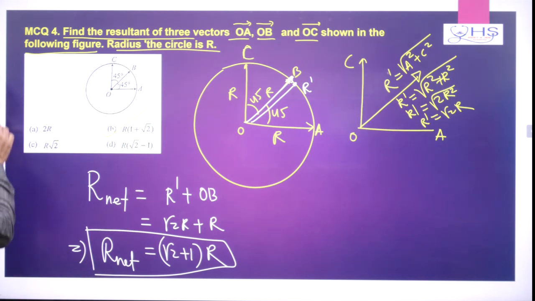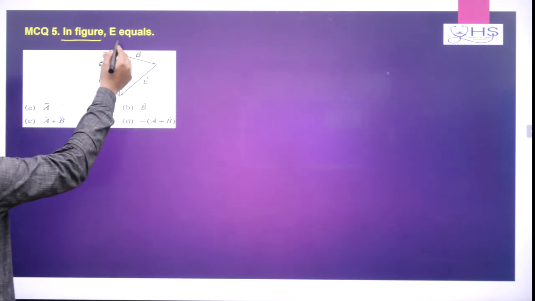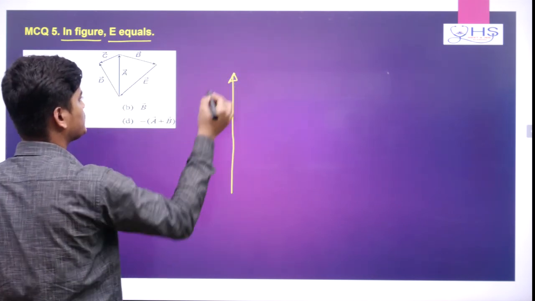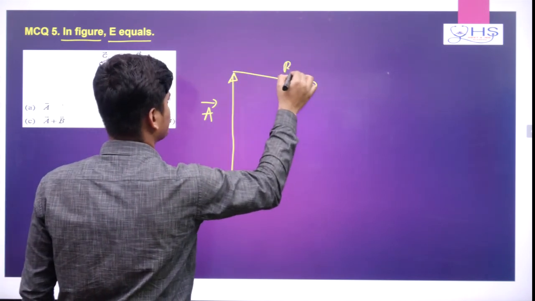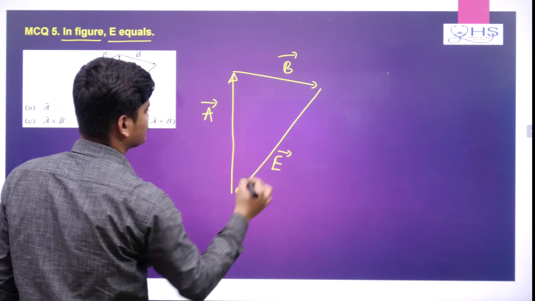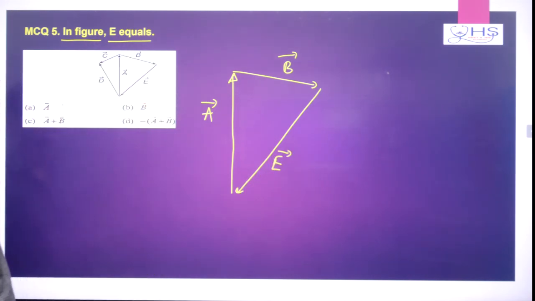Now we'll go to the next question. In the figure, E equals what? Here some figures are given. A figure is given like this, it is your A vector, and a figure like this, it is your B vector, and a figure like this, it is your E vector. C and D are also there. Now they are asking what is the E vector.